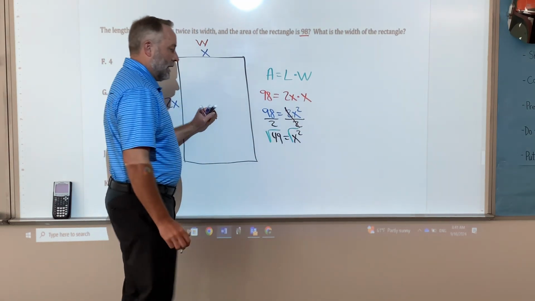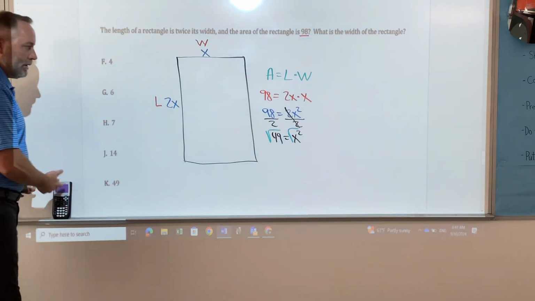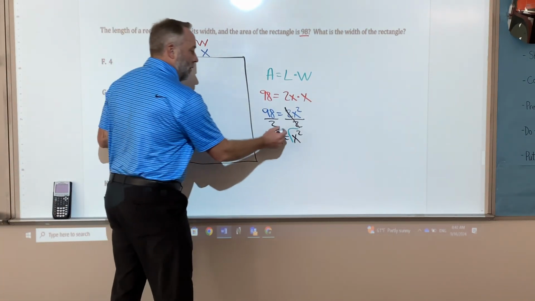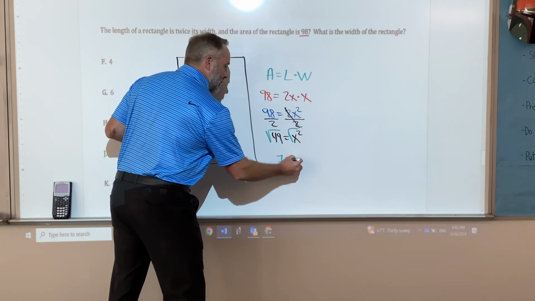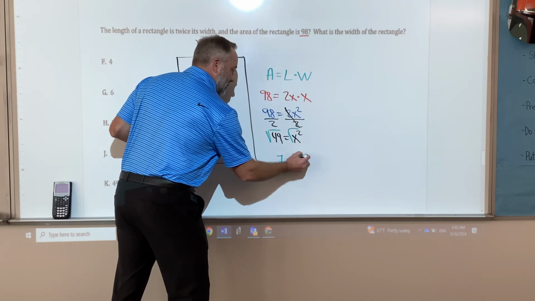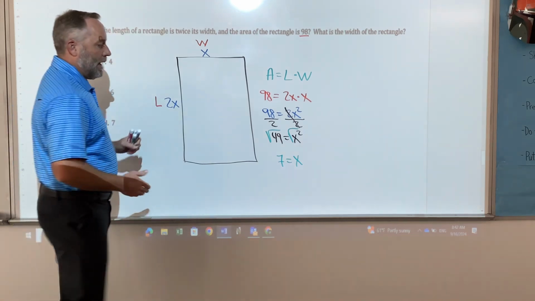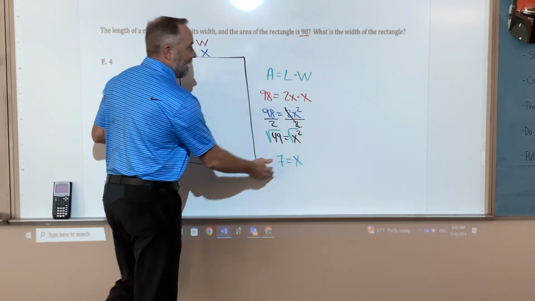And so the square root of 49, again, calculator is always an option, but the square root of 49 is 7, and the square root of x squared is just x. So now we have that x is equal to 7.